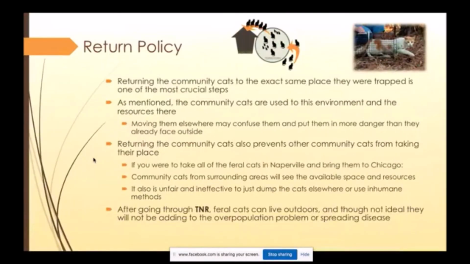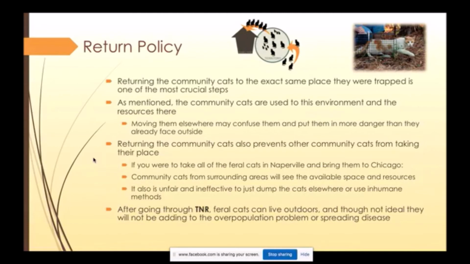And it's one of the most crucial steps because, like I said, those cats are used to that environment and the resources there. Moving them elsewhere might confuse them or put them in more danger than they're already in because they have to figure out this whole new environment and find out where the food and safe places to hide and things like that. It would basically cause them to start over. So it could be a big challenge for them.